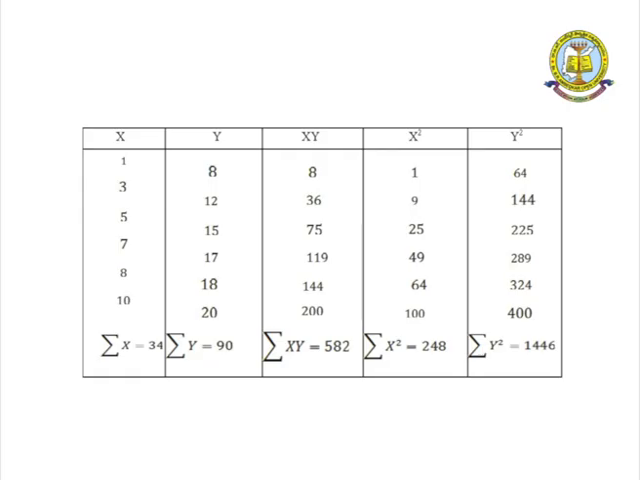From the above table we got which values here? Summation xy we got, summation x square values we got, summation y square values we got. You can substitute these values in the appropriate formula. What is the n value here? The number of observations is 6. From the above table we get these values, and you can substitute all of them in your correlation formula.